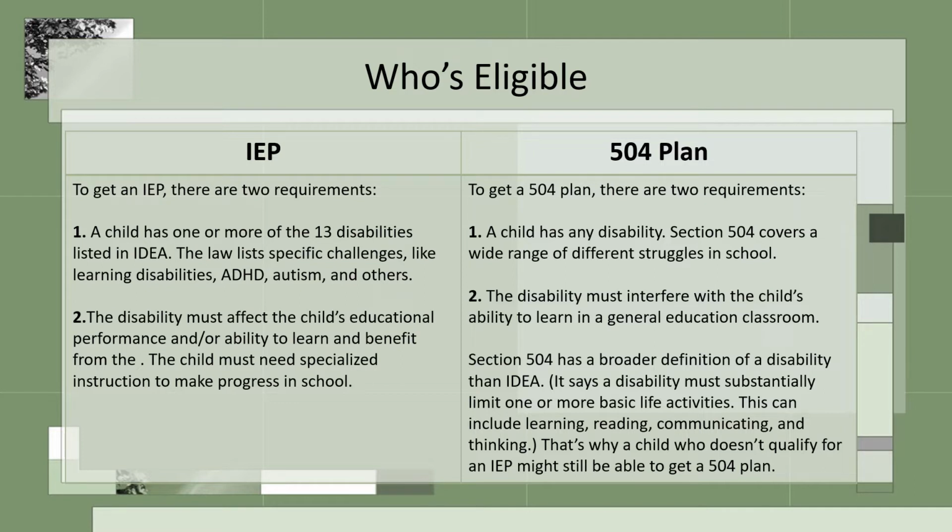Who's eligible for the 504 plan? To get a 504 plan, there are also two requirements. One, a child has any disability. Section 504 covers a wide range of different struggles in school. Two, the disability must interfere with the child's ability to learn in a general education classroom. Section 504 has a broader definition of a disability than the IDEA. It says a disability must substantially limit one or more basic life activities. This can include learning, reading, communicating, and thinking. That's why a child who doesn't qualify for an IEP might still be able to get a 504 plan.